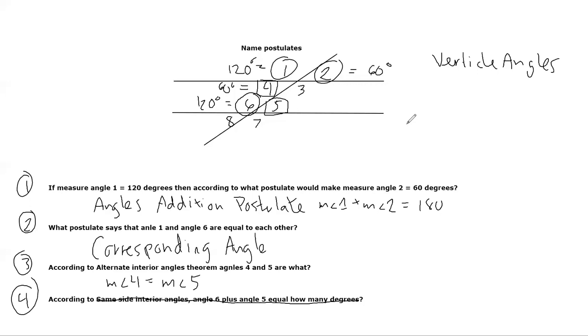Now, remember, we're talking about alternate exterior angles, which means that measure angle 1 is going to be what to measure angle 7? Alternate exterior angle says that they're going to be equal. So if measure angle 1 is 120 degrees, measure angle 7 has to be the same thing, 120 degrees.